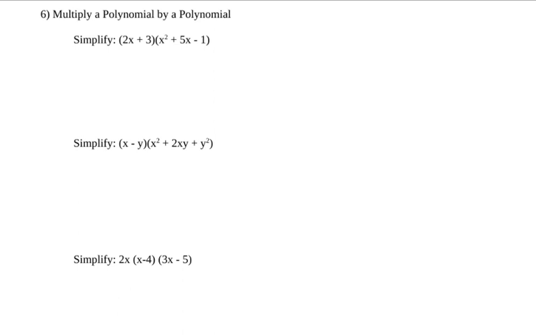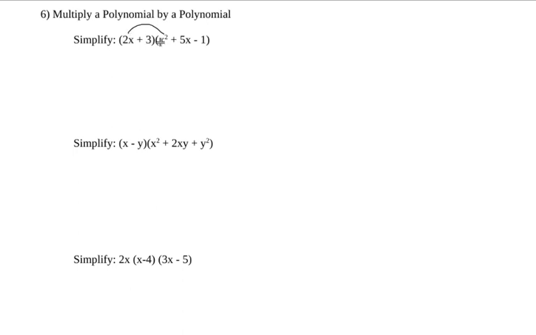Alright, let's do some more multiplication. Here we're multiplying a polynomial times a polynomial. Well, in this first example you can see it's a binomial times a trinomial. And because we learned how to do this without using the FOIL method, there's nothing new we need to learn here. We just keep doing the same sort of thing.